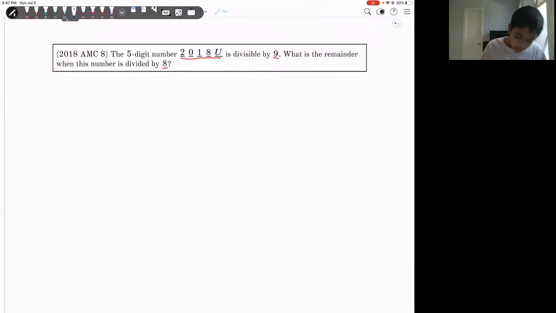Let me re-explain that. So the 5-digit number, we have to find the sum of the digits such that it's divisible by 9. So when will it be divisible by 9? Well, let's look at what values of U will work. So we have that 2 plus 1 plus 8 plus U has to be a multiple of 9. So it can be 9 or 18. If it's anything bigger, like 27, then U will not satisfy it, because we wouldn't have a large enough value of U that works. So anything past 29 won't work.